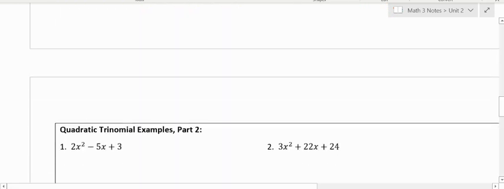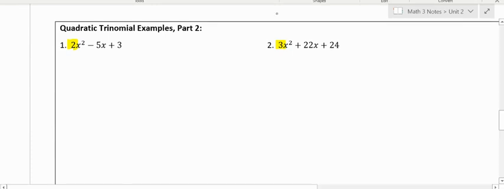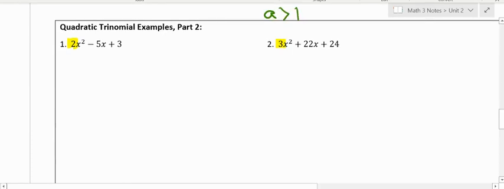For the second piece, what happens when our a value is greater than 1? Notice for these, a is greater than 1. So when a is greater than 1, we have to do something a little bit different. Just taking the two factors we find isn't going to give us our answer. So we're going to approach it the same way. I have 2 times 3, which is 6. So I'm looking for numbers that multiply to a positive 6, but add to a negative 5.